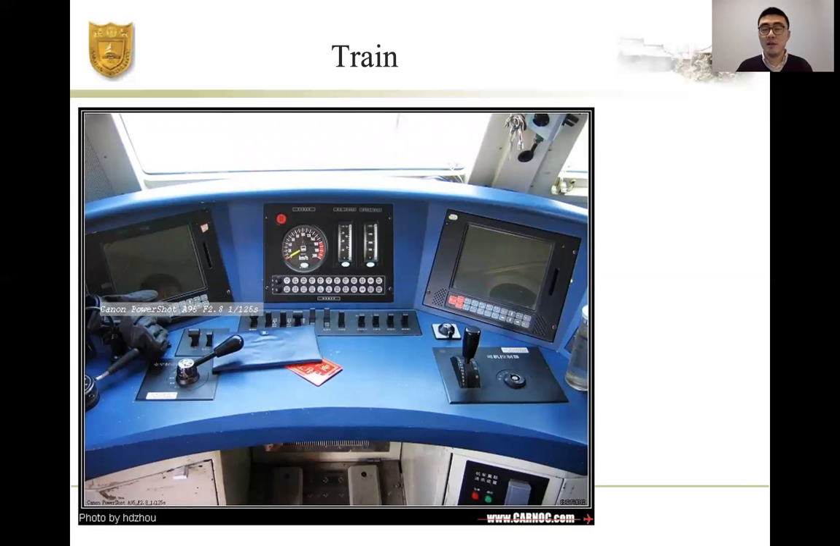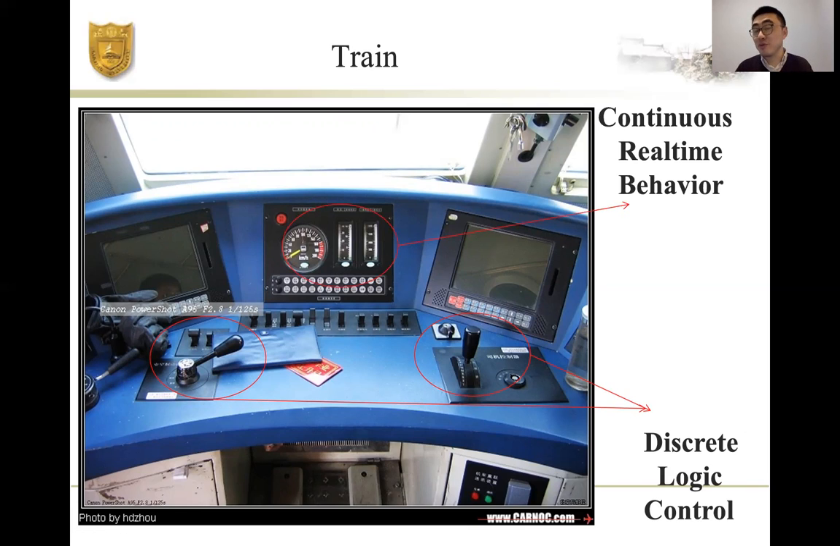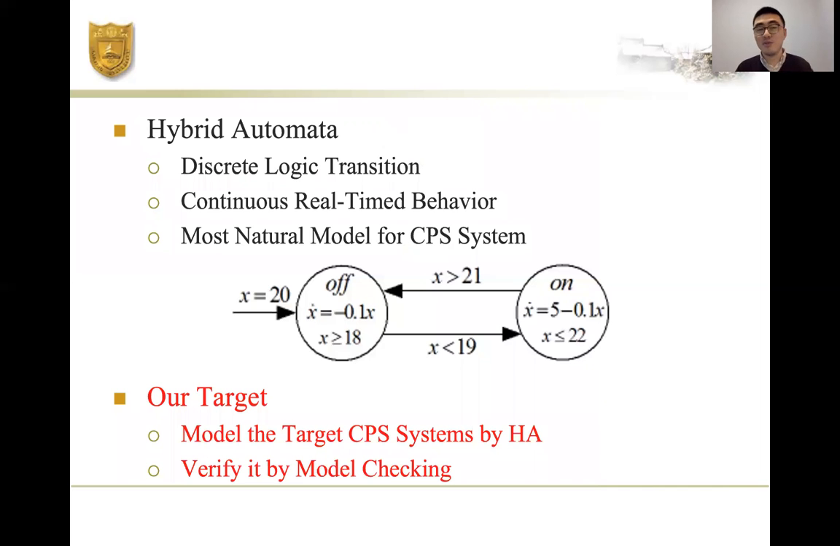Okay, we have two systems now. So let's think about what's the behavioral system. First, about the train. Actually, if you go to the driving cabin of the train, you can see it has lots of discrete logic control. It also has continuous real-time behavior, right? Put them together, hybrid systems. As we say, hybrid automata. We can use that to model such systems.